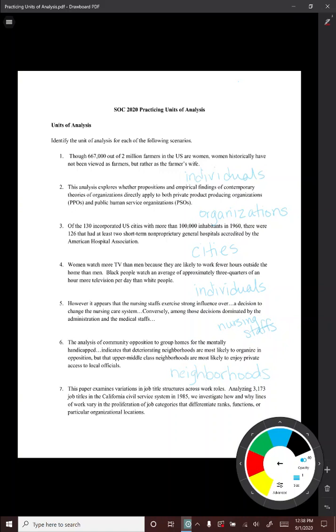Number 7, this paper examines variations in job title structures across work roles, analyzing 3,173 job titles in the California civil service system in 1985. We investigate how and why lines of work vary in the proliferation of job categories that differentiate ranks, functions, or particular organizational locations. In this example, we have job titles, or you might refer to them as social artifacts.